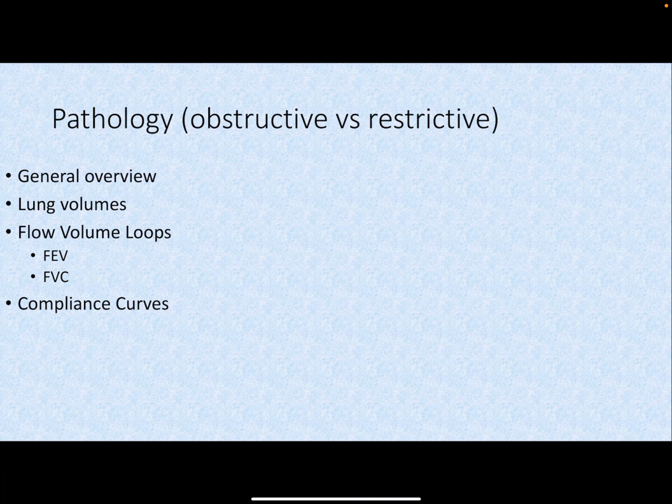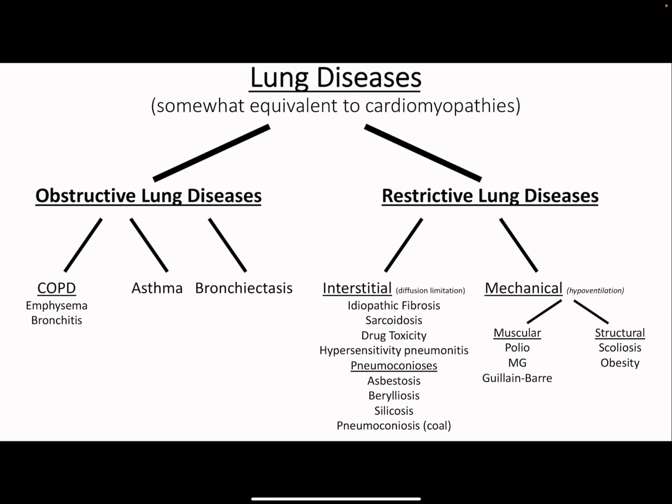All right, we're going to do a quick overview of obstructive versus restrictive lung pathologies. To understand that, we really have to understand lung volumes and different lung capacities. We're going to look at spirometry, specifically with an emphasis on vital capacity, functional residual capacity, forced expiratory volume, and then take a look at compliance curves. So lung diseases, you can think of this as equivalent to cardiomyopathies with the heart. Obstructive lung diseases have difficulty getting air out. So COPD encompasses emphysema and bronchitis. Then we have asthma and then bronchiectasis.